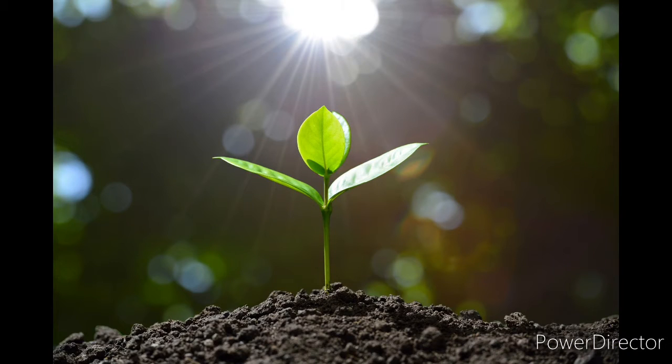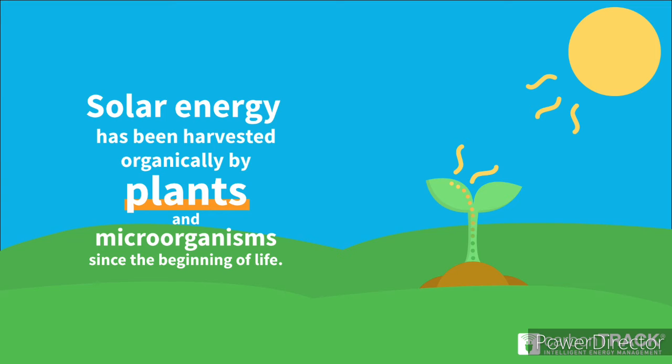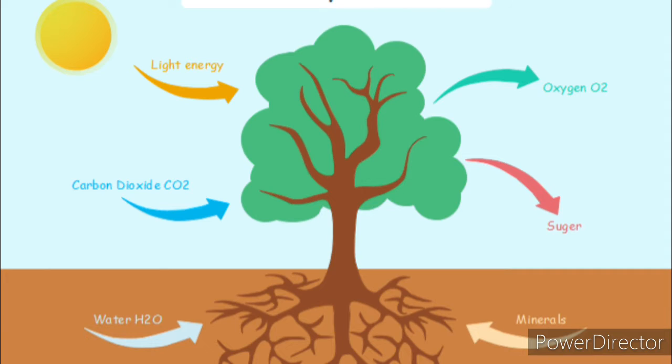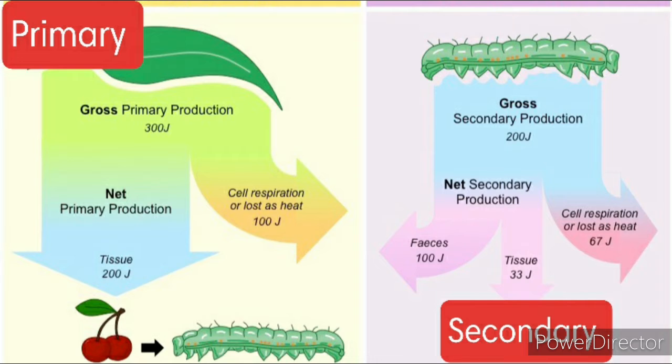Today's topic is productivity, and productivity is the most important factor for an ecosystem to function as a unit. A constant input of solar energy is a basic requirement of any ecosystem. Productivity is explained as the rate of biomass production. Productivity is explained in two terms: one is primary production and another one is secondary production.